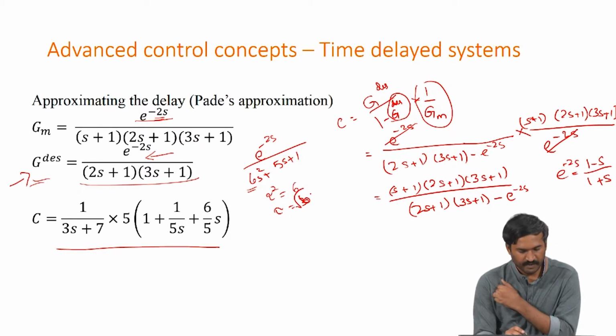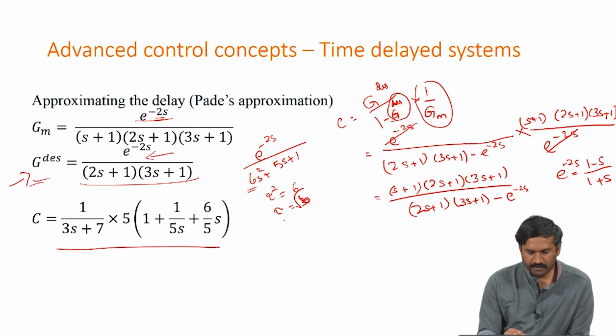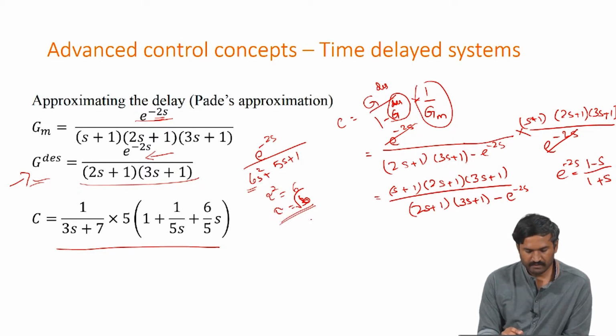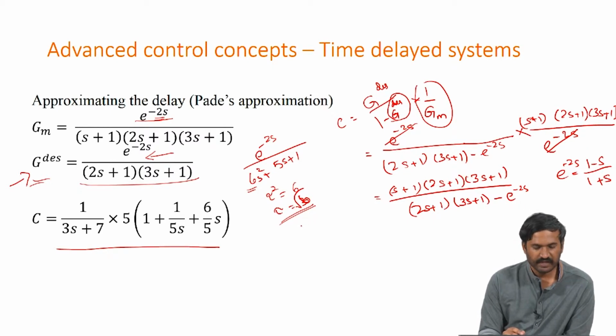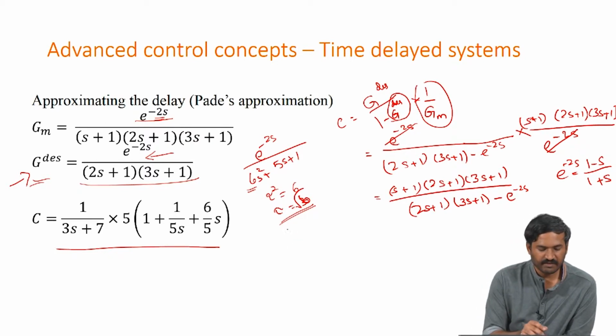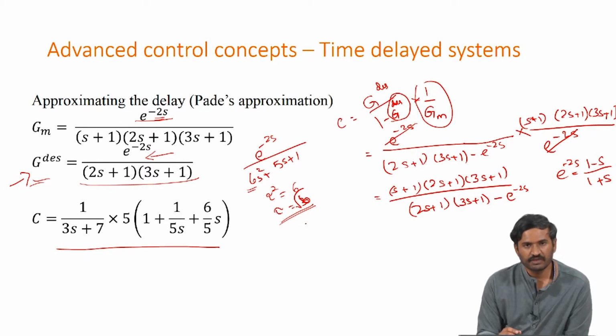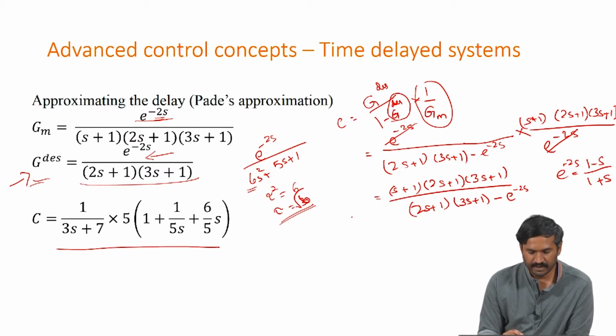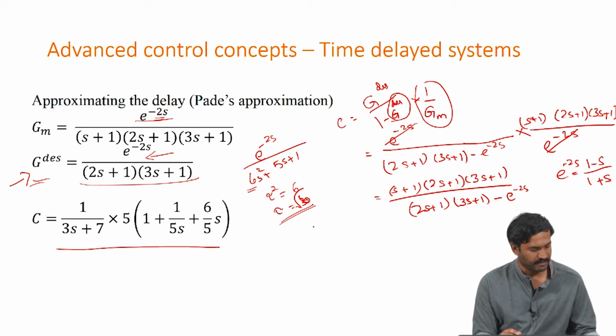Now, this is some value which is close to 2. So, we will still get a process which is a little bit slower than the optimal configuration. That is because of the way we have chosen G desired. One of the ways to choose G desired is to have tau, or the time constant, which is very small. Here it is considerably large.